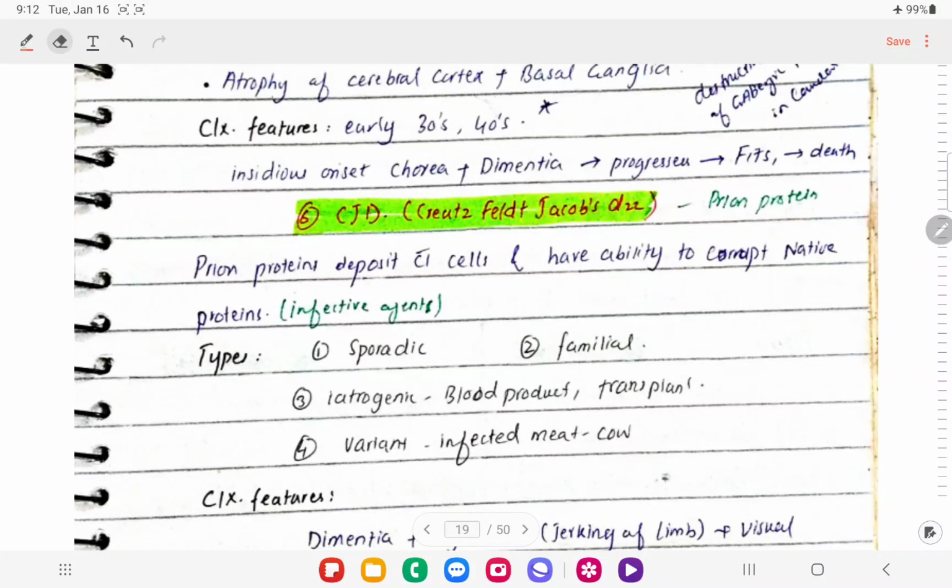Bismillahirrahmanirrahim. So the next topic is CJD. In dementia, we have studied various types of dementia. So our next topic is CJD, that is called Creutzfeldt-Jakob disease.